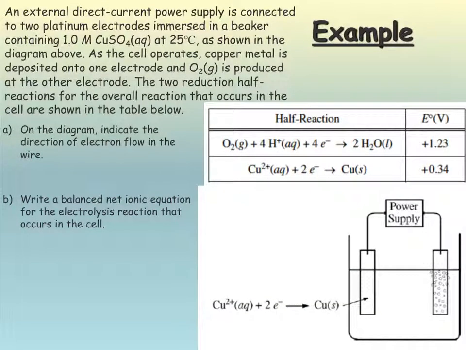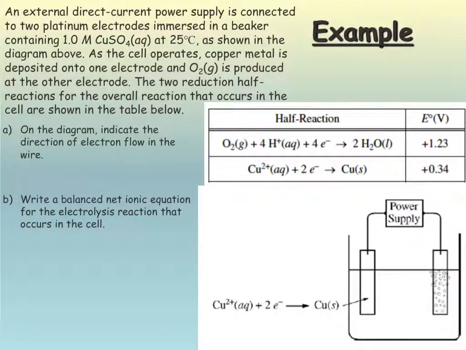Okay, so in this particular one, we've got a power supply hooked up to 2 platinum electrodes. We've got a copper sulfate solution in there. And we know that copper metal is going to be deposited on one electrode, and oxygen is being produced on the other electrode. It gives us our 2 reduction half reactions. And first thing it wants is for us to indicate the direction of electron flow.